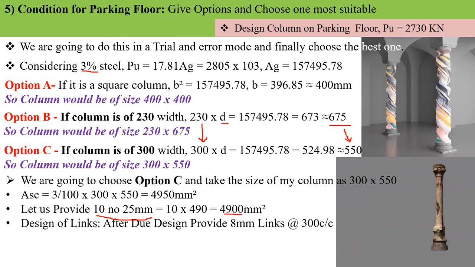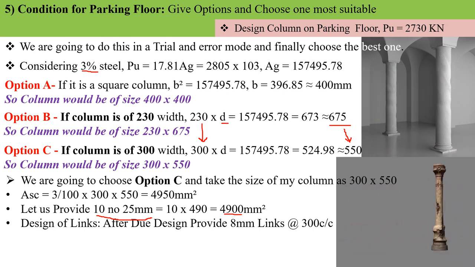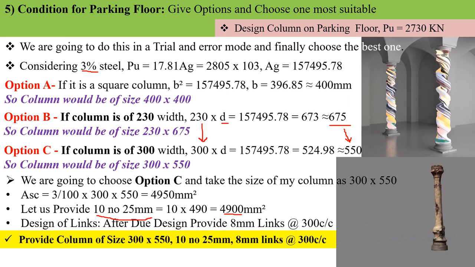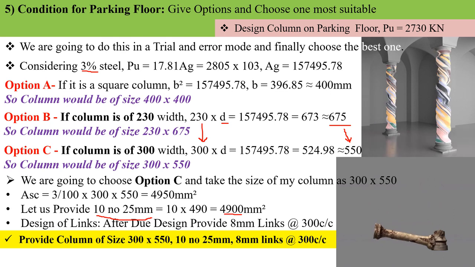Till now you are able to understand how we calculate the design of the links. So that is the small stuff I have left for you. If you try and check the value, it should be a minimum of 300 mm center to center. So I'm going to provide the column at my parking as 300 by 550 mm, having 10 numbers of 20 mm dia and links of 8 mm at a distance of 300 center to center. Now the question is not finished.